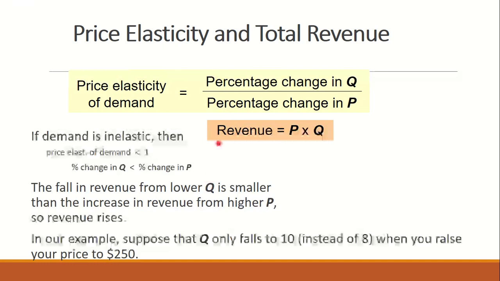If demand is inelastic, then the price elasticity of demand is less than 1. That is, percentage change in quantity is less than percentage change in price. The fall in revenue from lower Q is smaller than the increase in revenue from higher price, so revenue rises in this case. In our example, suppose that Q, that is quantity, only falls to 10 units instead of 8 when you raise your price to $250. So this is the case when demand is inelastic.